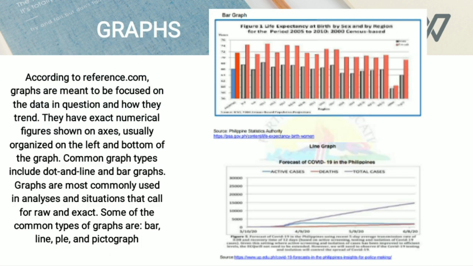The third type of visual aids or graphic aids are graphs. First, according to reference.com, graphs are meant to focus on the data in question and how they trend. They have exact numerical figures shown on axes, usually organized on the left and bottom of the graph. Common graph types include dot, line, and bar graphs. Graphs are most commonly used in analysis and situations that call for raw and exact data. Some of the common types of graph are bar, line, pie, and pictograph.